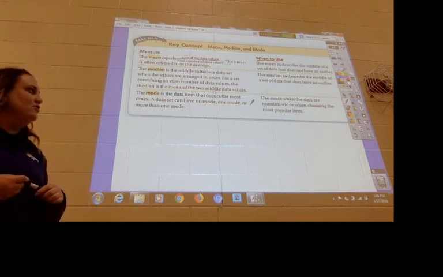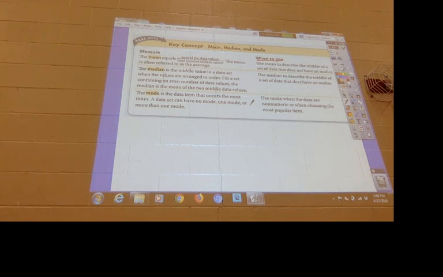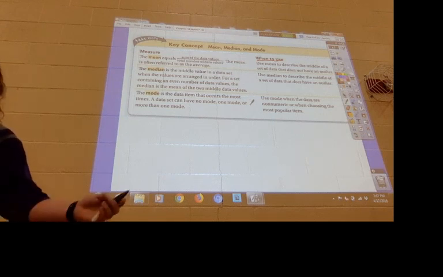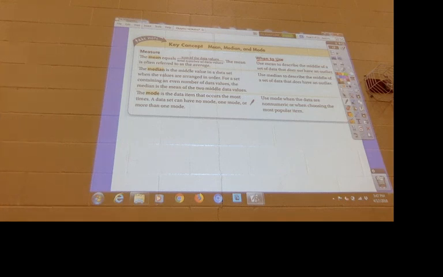Mode is used when the data is non-numerical. So can I have a data set that is non-numerical? Yeah. Okay, I could do birthday months, April, May, June, July, August. And so finding the mode would be choosing the most popular item. If I listed colors of shirts or Xbox games, the most popular item. GTA. Whatever. PlayStation, my bad.